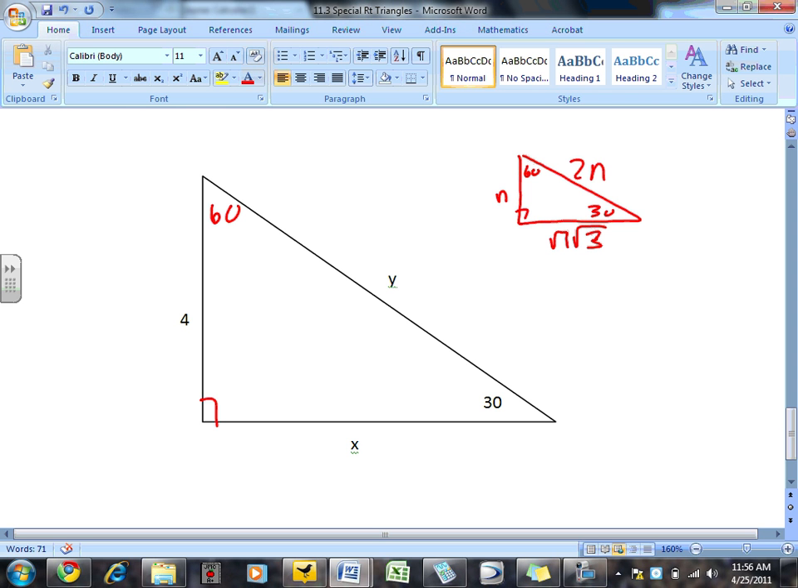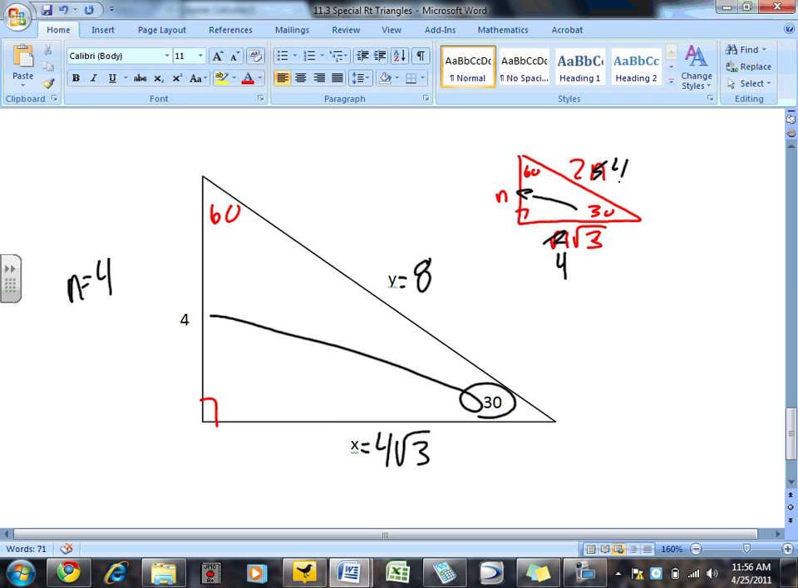Okay, so opposite the 30 is going to be 4. So we say 4 equals n, because what's opposite the 30 is n. So n equals 4. That's nice because all we have to do is plug that in here. So we're going to have 4 times the square root of 3 instead of n, and 2 times 4. So y is going to be 8, because that's 2 times 4, and x is going to be 4 times the square root of 3.